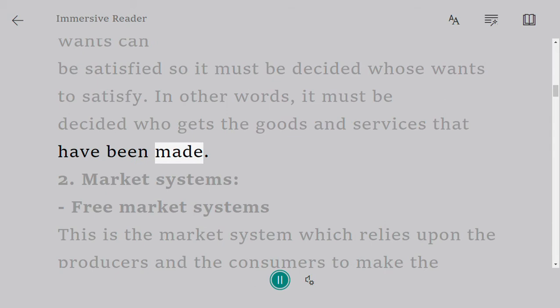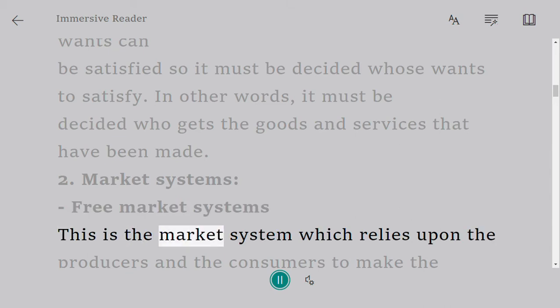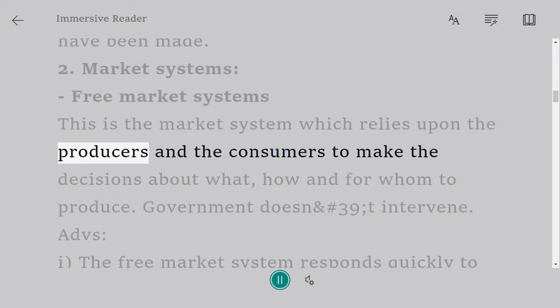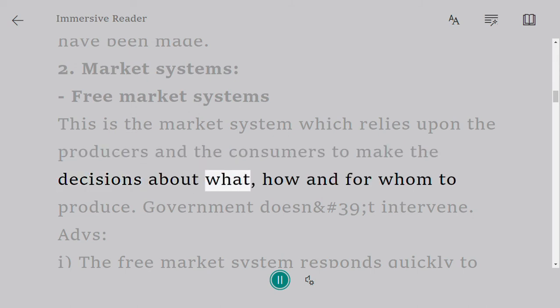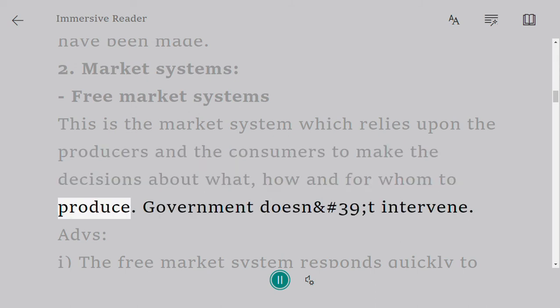2. Market systems. Free market systems. This is the market system which relies upon the producers and the consumers to make the decisions about what, how and for whom to produce. Government doesn't intervene.